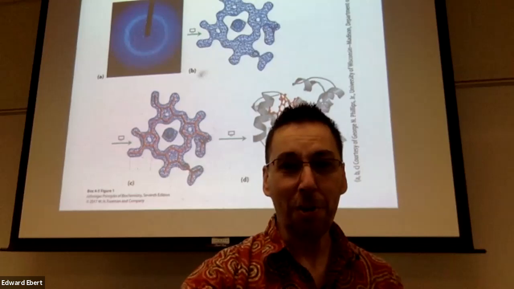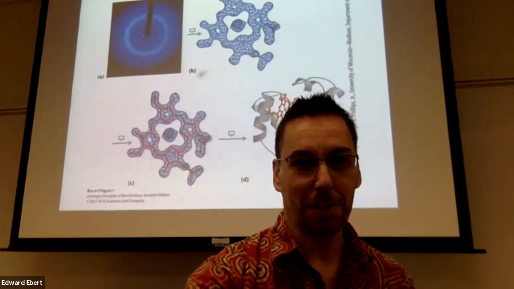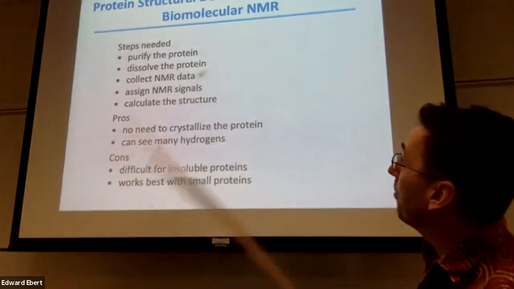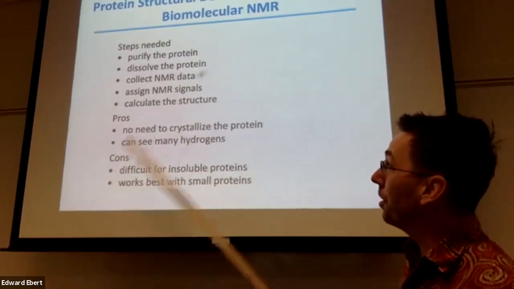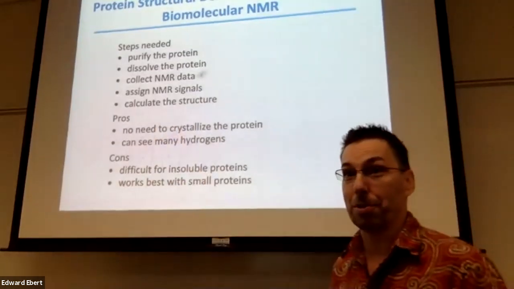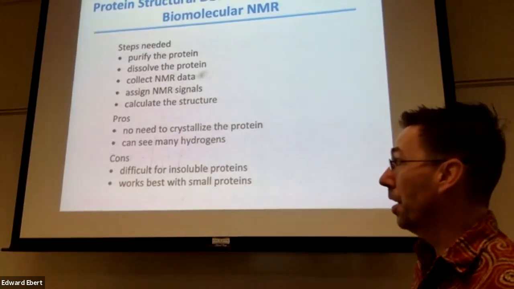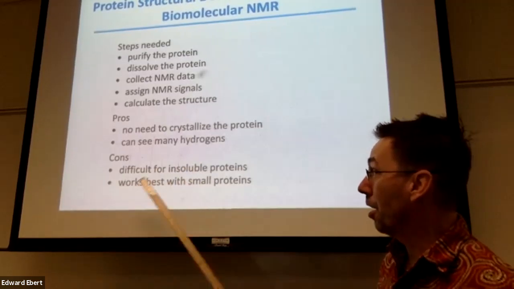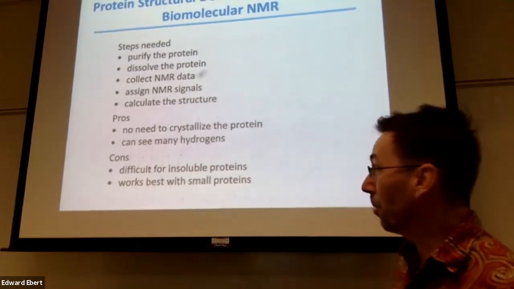On the other hand, for NMR, you've got, again, something smaller, something that you can't crystallize. All right, let's do it this way. For NMR, you've got to purify the protein, so no worries. You've got to dissolve the protein. Okay, that's usually not too bad. Collect the NMR data, assign the signals, and calculate the structure. The good news is you don't need to crystallize the protein, because for many proteins, crystallization is ridiculously hard. And with NMR, you can see most, if not all, of the hydrogens, or at least a lot of them. It doesn't work too well for insoluble proteins. So if you can't dissolve it, it doesn't work out too well.